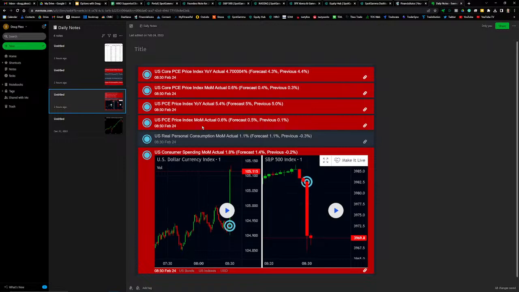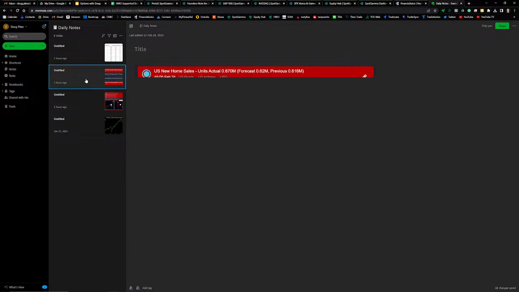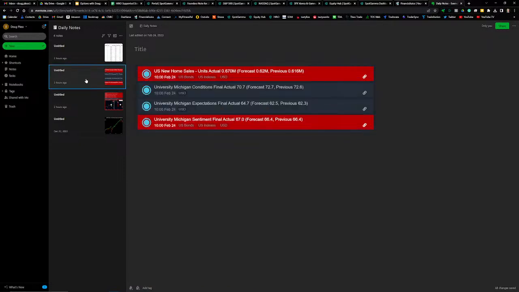So that was the 8:30 a.m. data. And then the University of Michigan Consumer Sentiment came out at 10 a.m. Eastern, and that was also better than previous and better than forecast, as well as the new home sales. All right, so that was the data this morning. That wraps up the week of news and events and data. And by the way, there were also quite a bit of Fed speakers out today. So that is the news for today. Now let's take a look at our positional analysis.